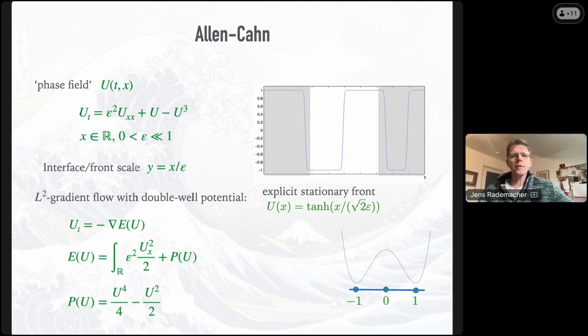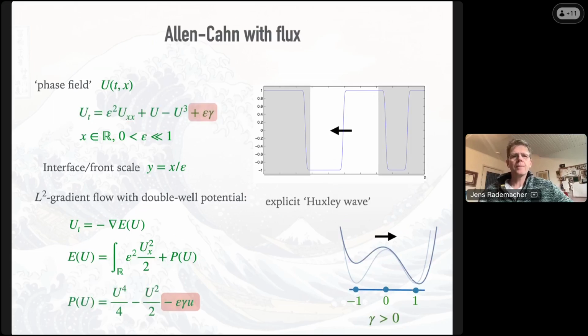Because if you perturb this and you introduce a flux, then that can be done in the following way. You just add a constant term here. And if you add this constant term here, you get a linear term in the potential energy. And the linear term in the potential energy means that these two equilibrium points are no longer on the same energy level, but there's a preference in this way to +1.